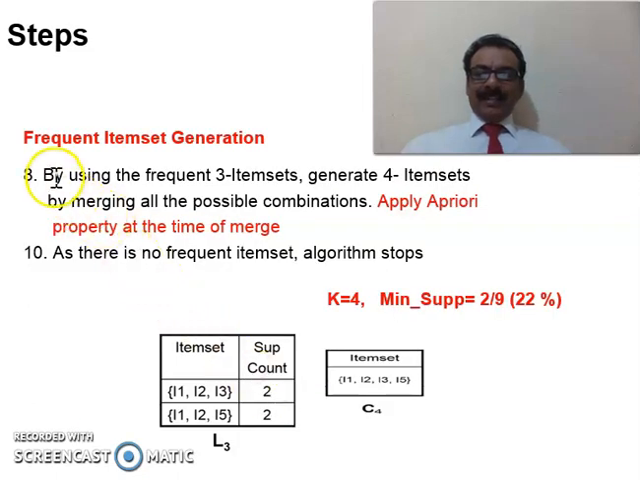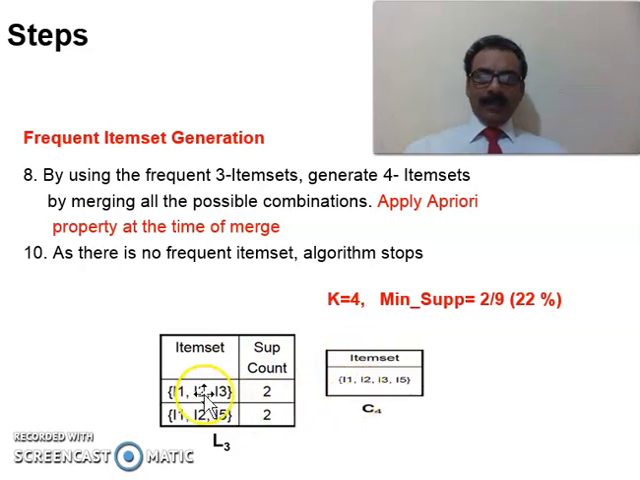In the next case, we go for 4 item sets. Using the frequent 3 item sets, generate 4 item sets by merging all the possible combinations. Apply the a priori property at the time of merge, the same way as in the last step. If there is no frequent item set, then the algorithm stops. L3 has all the frequent item sets of 3 items. That would be looked at while merging, to see whether the subsets are frequent or not. Otherwise it will be pruned off.